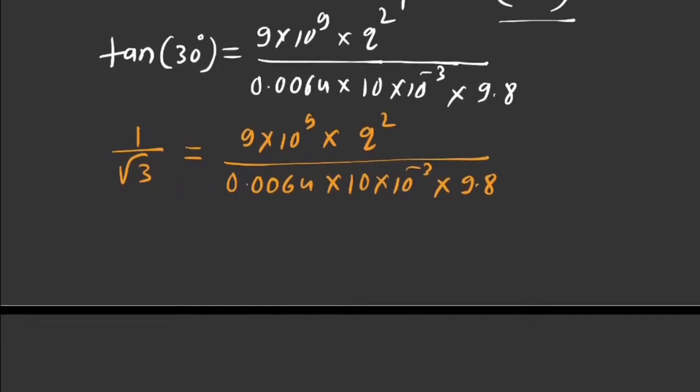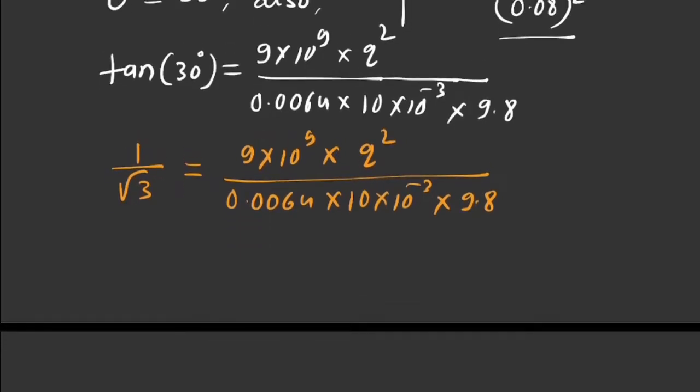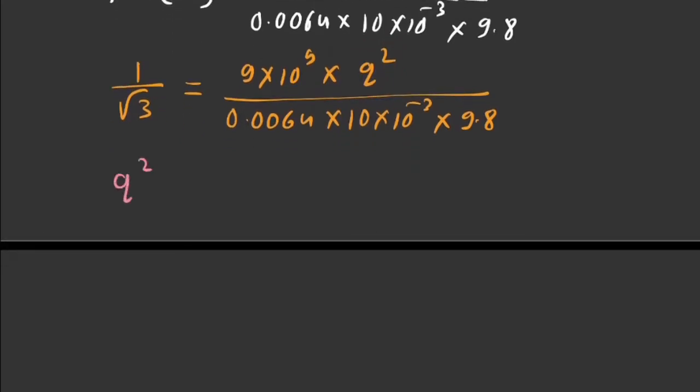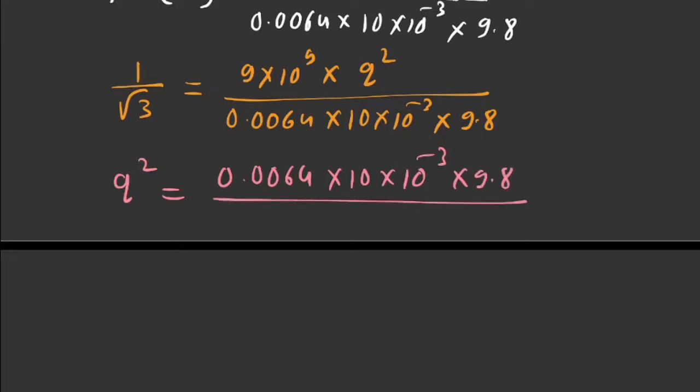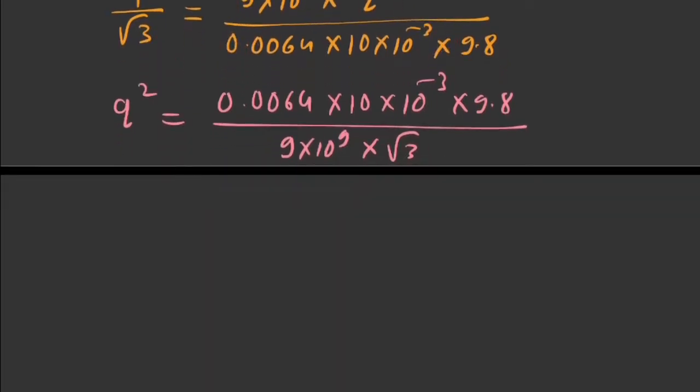Isn't it? Now what do we want? We want the value of q square here. Now make q square separate. When you make q square separate, q square is equal to 0.0064 into 10 into 10 to the power minus 3 into 9.8 divided by 9 into 10 to the power 9 into root 3. Isn't it? So keep this q square here only. This all goes this side, and this is what we got. Now we need to simplify this one.